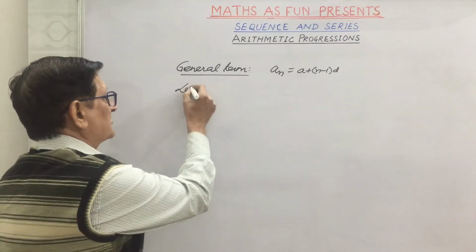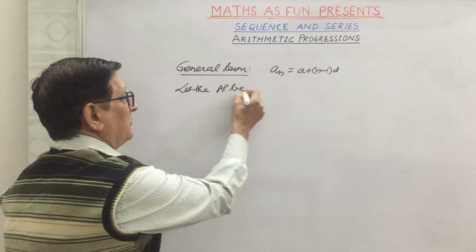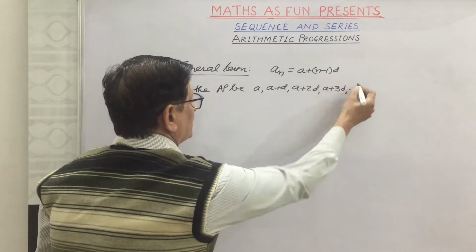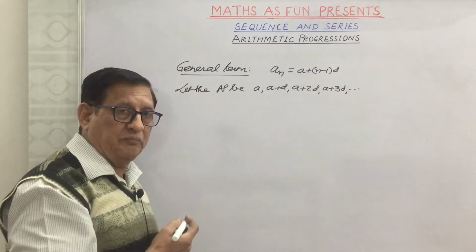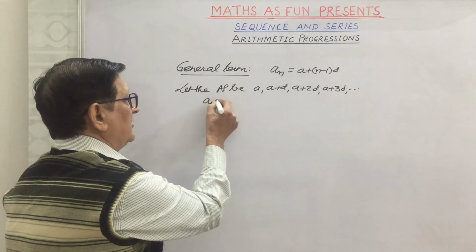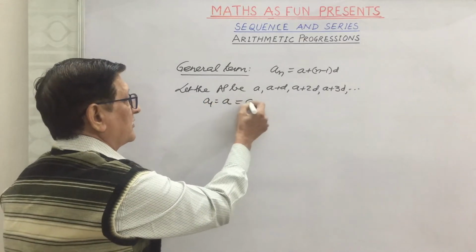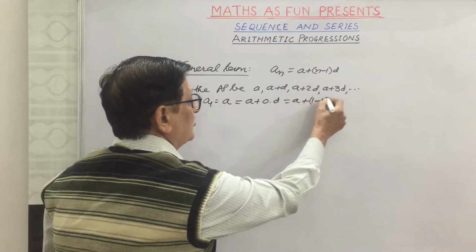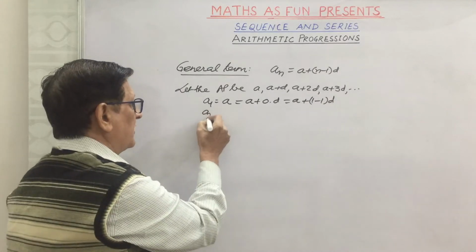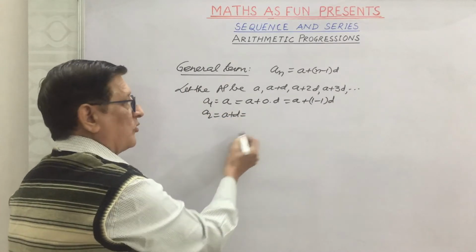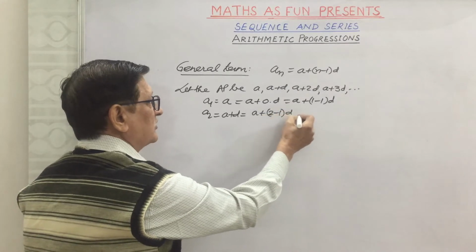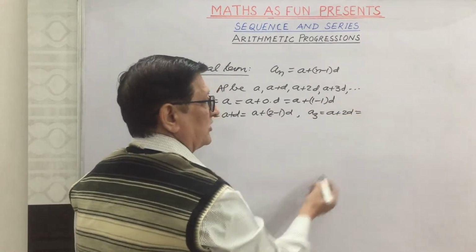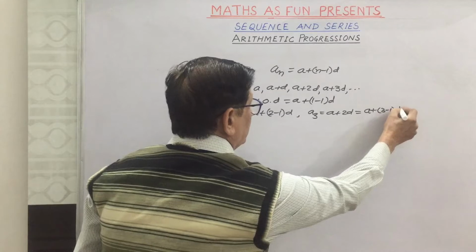See, let the AP be a, a plus d, a plus 2d, a plus 3d and so on. This is the general form of the AP. So here we find a1 is equal to a, which can be written as a plus 0d, and which can be further written as a plus 1 minus 1 into d. The second term a2 is a plus d. We can also write this as a plus 2 minus 1 into d. The third term a3 is a plus 2d, which we can write as a plus 3 minus 1 into d.